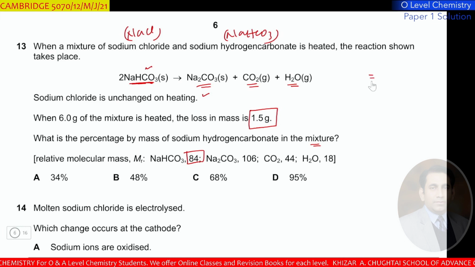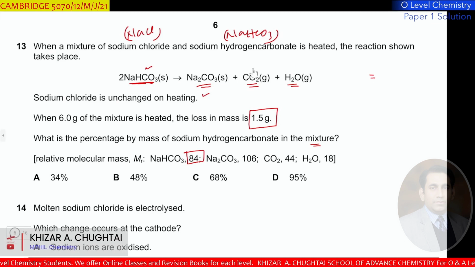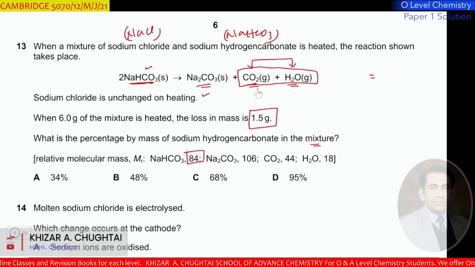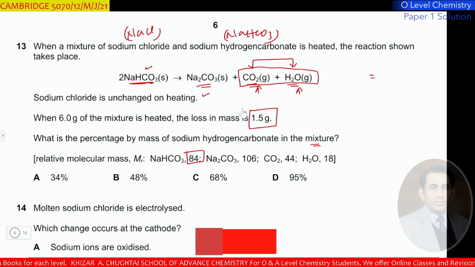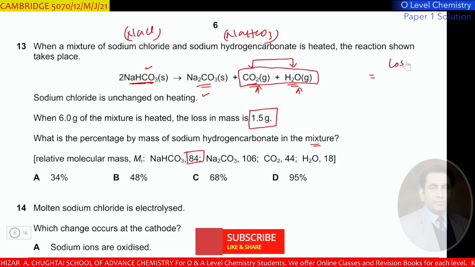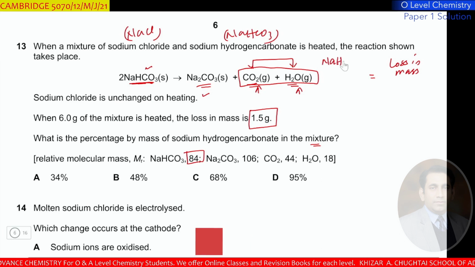So as you can see from this balanced chemical equation, here are the two gases. The loss of mass is because of the formation of these two gases. One is CO2, the other one is steam. So let's see over here. I'm going to check the loss in mass with respect to sodium hydrogen carbonate taken.